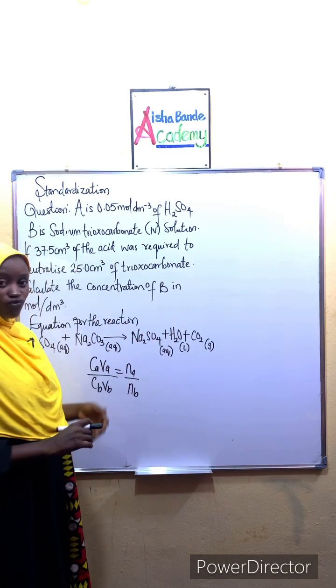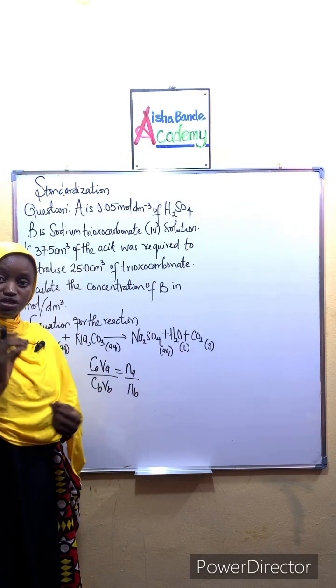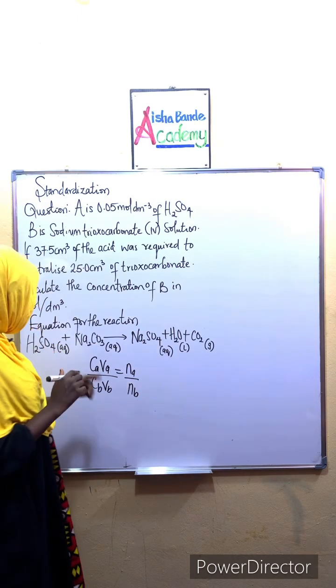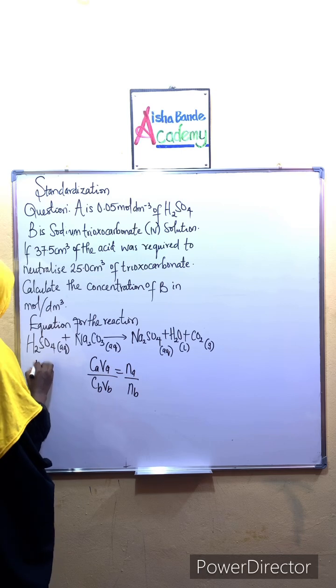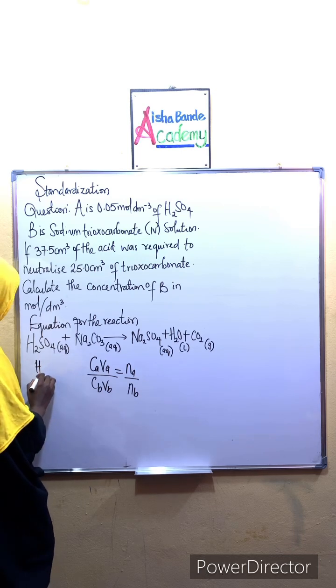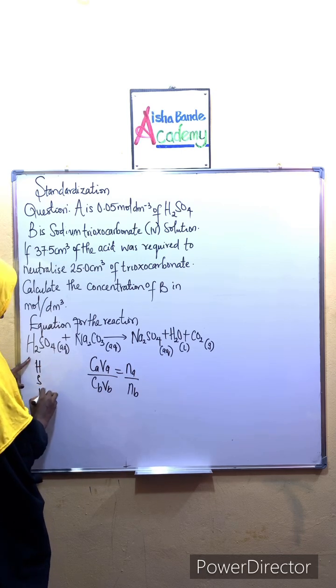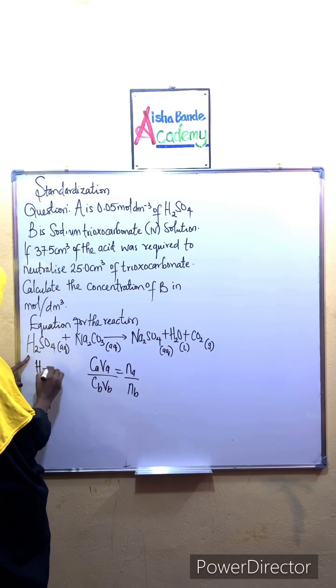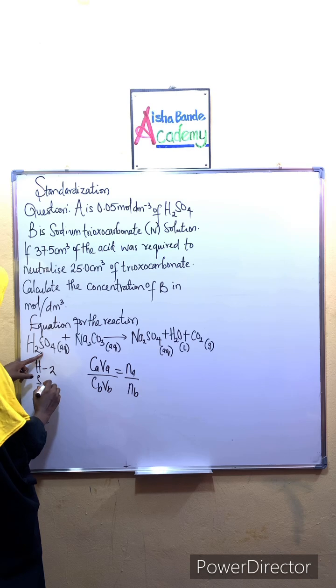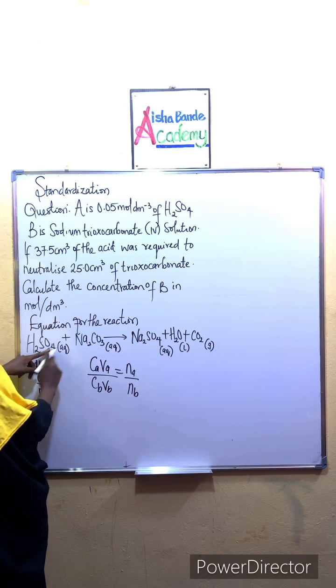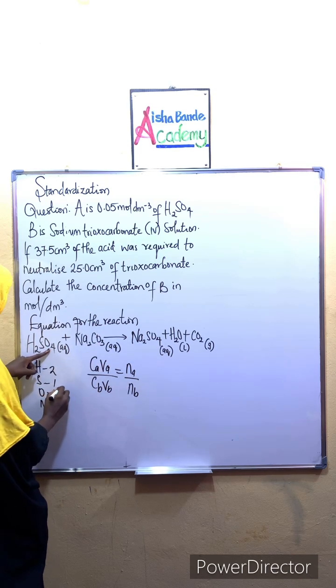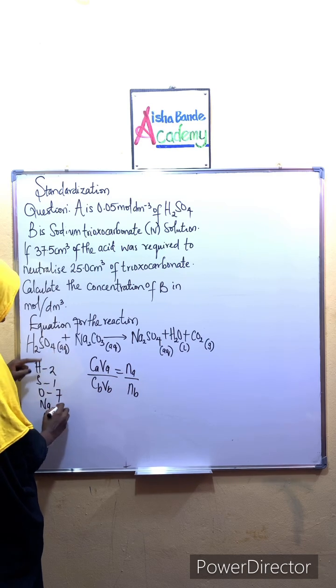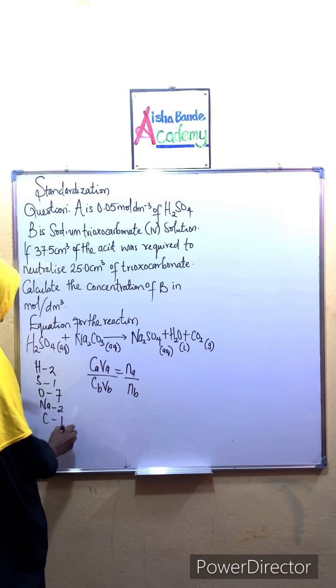But before we solve, we need to check our chemical equation to ensure that it's balanced. Looking at this now, the elements we have are hydrogen, sulfur, oxygen, sodium, and carbon. Hydrogen here has a value of 2, sulfur is 1, oxygen is 4 plus 3, a total of 7. Sodium is 2, while carbon is 1. That's for the reactant side.